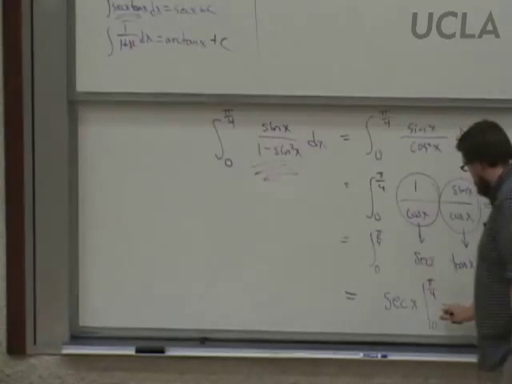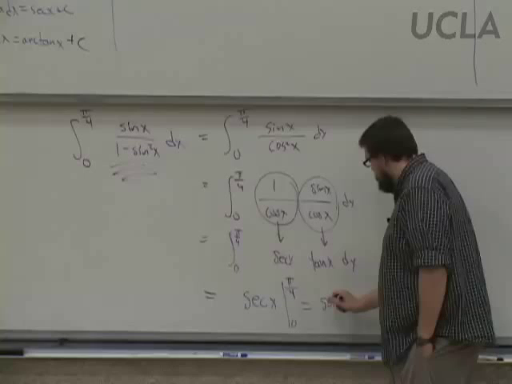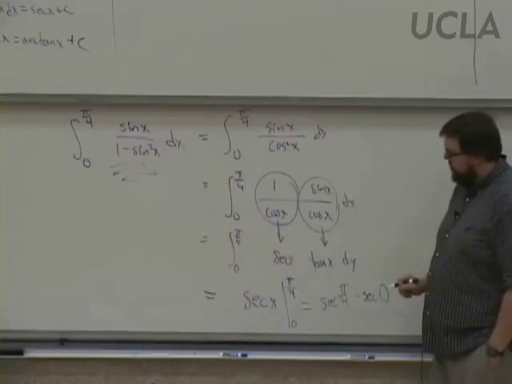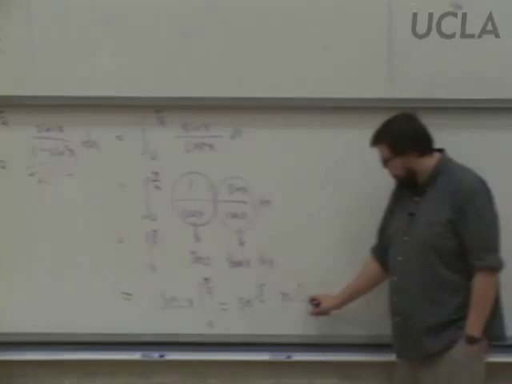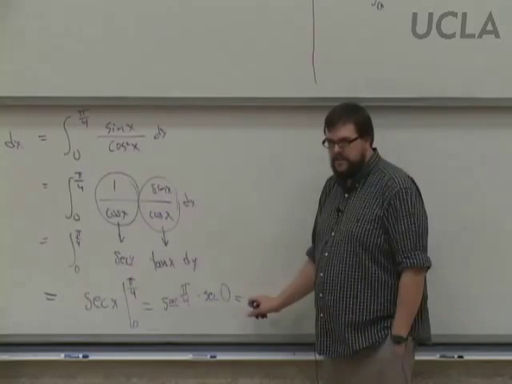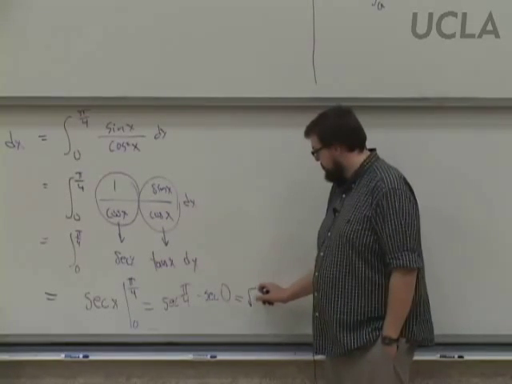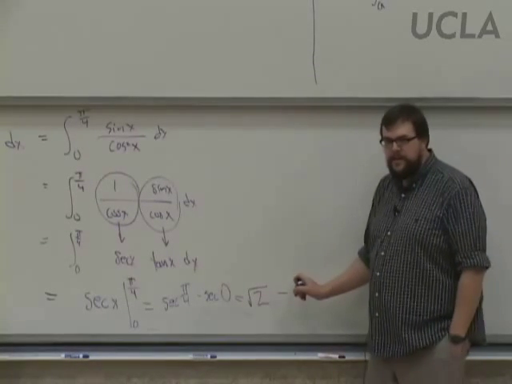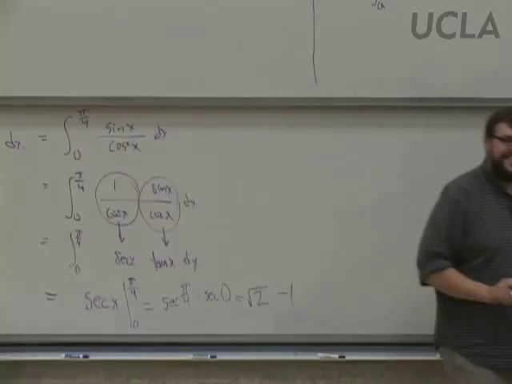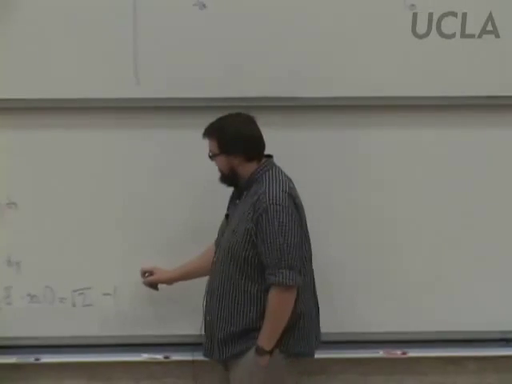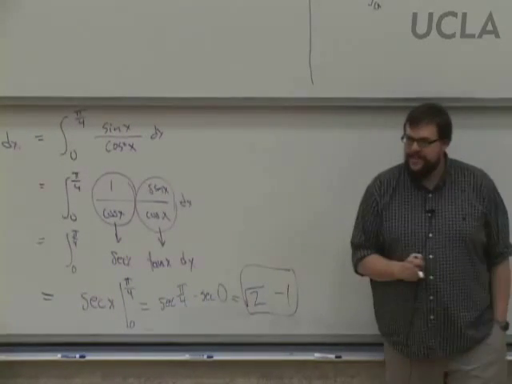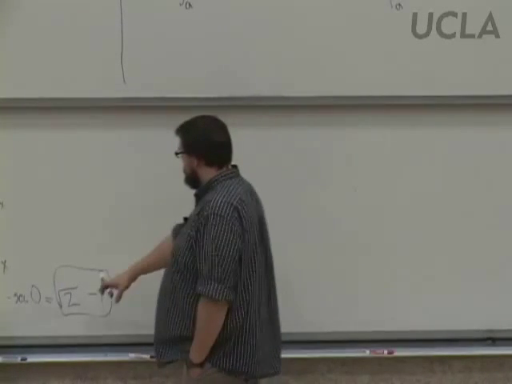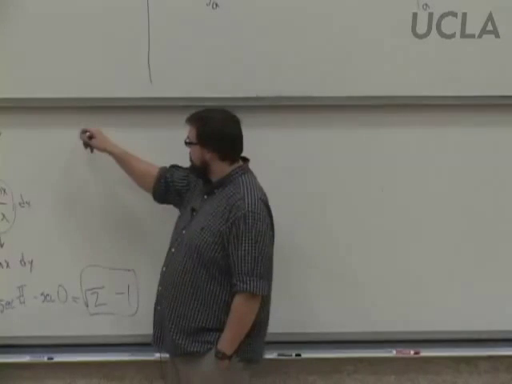Which another way to say this is you take the secant of pi fourths and you subtract secant of 0. And then we have to remember what secant of pi fourths is. Does anybody remember? Secant of pi fourths? Root 2. Secant of 0? Rhymes with fun. It's the number 1. Good. All right. We're getting better at this. All right. There we go. So the integral from 0 to pi fourths of sine over 1 minus sine squared is square root of 2 minus 1. Okay. That one was easy.